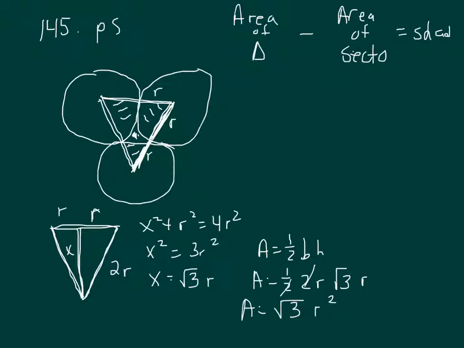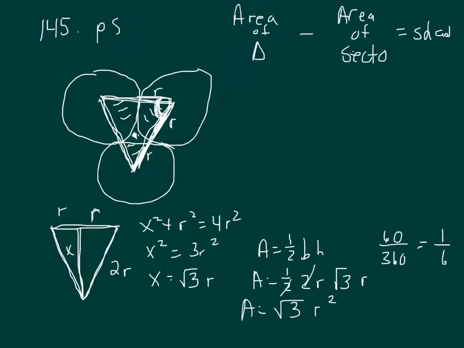Now, this is an equilateral triangle. All 3 sides are equal. So we know, what's the measure of this angle here? Well, a triangle has 180 degrees. If it's an equilateral triangle, all the angles will be the same, so each one will be 60 degrees. So this sector here is what proportion of the circle? Well, it would be 60 over 360, which is the same thing as 1/6.